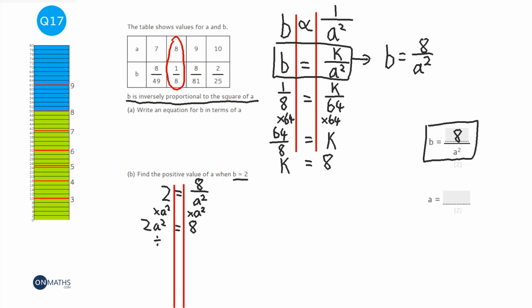Then I'm going to divide by 2 both sides, so I get the a squared on its own. So it's a squared equals 8 divided by 2 is 4. Then I'm going to square root both sides. So this could be 2 or minus 2, but it does say positive value, so a equals 2. So if I put a as 2 into the answer to question A, it would be 8 over 2 squared, which is 4, so 8 over 4, which is 2, so b equals 2.